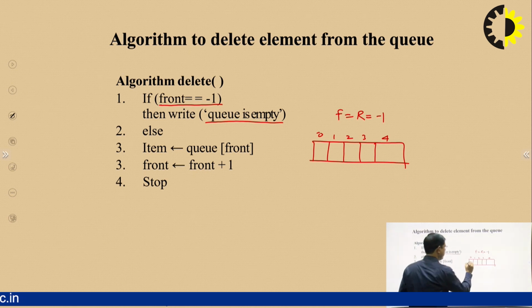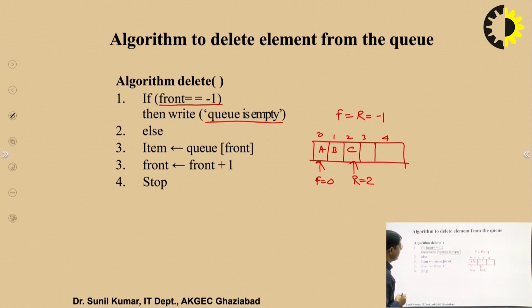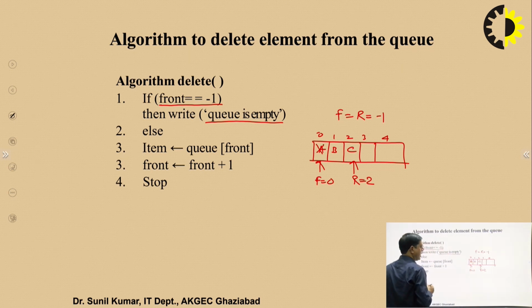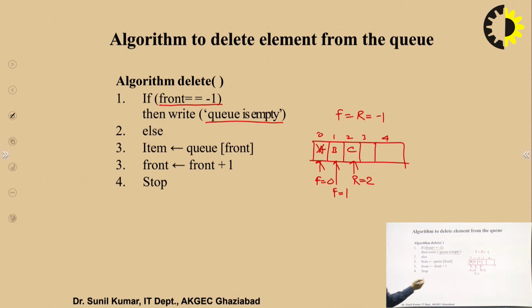First of all, for example, we have this situation. We have 3 elements. In that case, front value will be 0 and rear value will be 2. If we are deleting, then deletion is always from the front. In that case, A will be deleted, and the value of the front pointer will be incremented by 1. That is, front will be 1, that is front equals front plus 1.